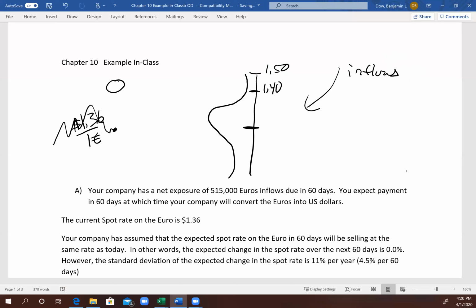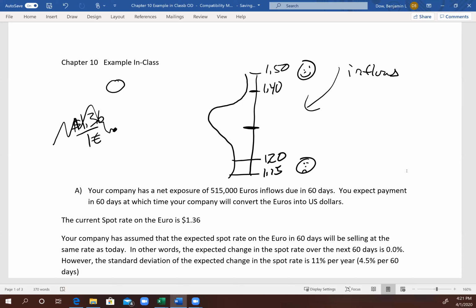The answer is no, because if it goes up to 140 or 150, those euros that are coming in 60 days are worth a lot more. What you're worried about is the euro dropping. You're worried about it going to 120 or 115 if it's at 136 right now, because this will make you sad. This will make you happy. So what you're worried about is risk on the low end.